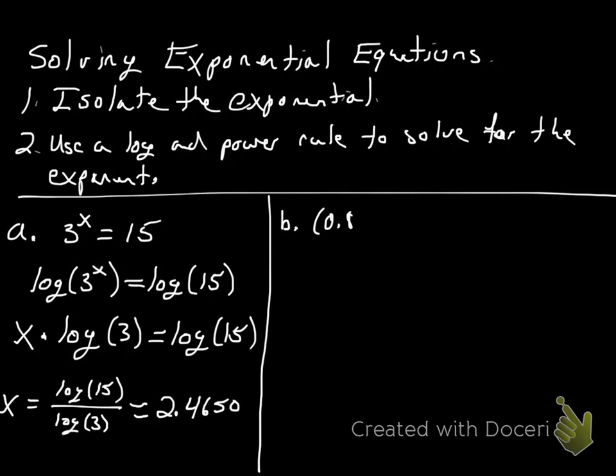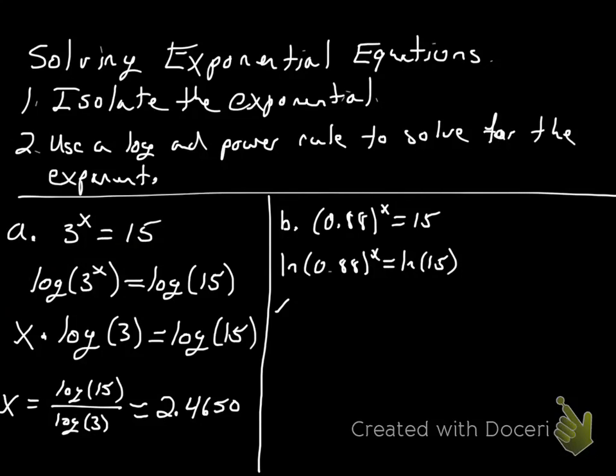Okay, let's do 0.88 to the x power equals 15. Again, the 0.88 to the x, that's the exponential. It's already isolated, so I don't have to do anything. And at this point, I can either log both sides or ln both sides. Doesn't matter. Your calculator has both buttons, and you'll get the same answer no matter whether you use log or ln. I like writing ln just because it's one less letter to write, but it's up to you. So ln of 0.88 to the x equals ln 15.